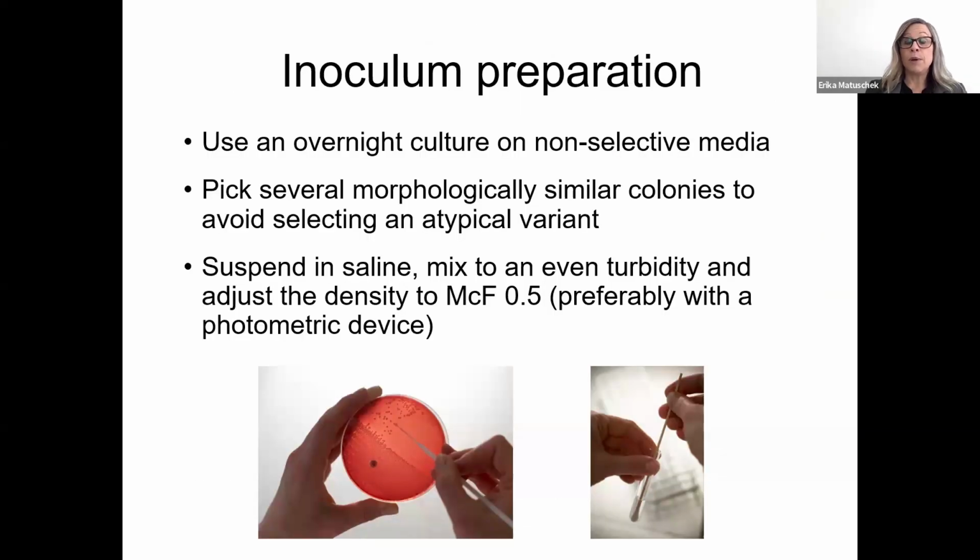The inoculum should be prepared from an overnight culture on non-selective media. It is important to pick several morphologically similar colonies to avoid selecting an atypical variant. And when you have picked your colonies, you suspend them in saline, mix to an even turbidity, and adjust the density to McFarland 0.5. The best option is to use a photometric device, a densitometer or something similar, to measure the McFarland value. If that is not possible, there are standards that you can use to visually compare to a McFarland 0.5 standard.